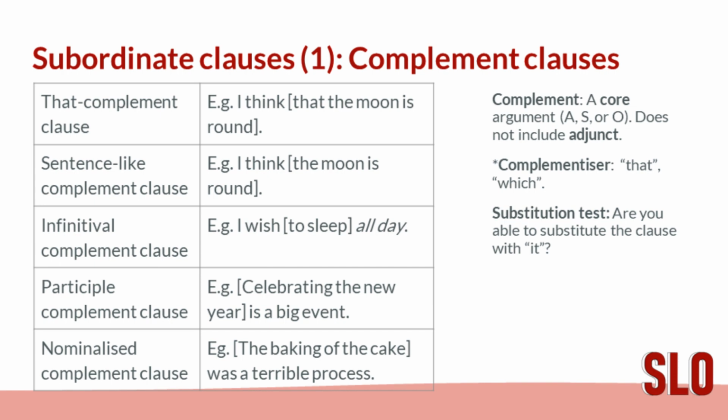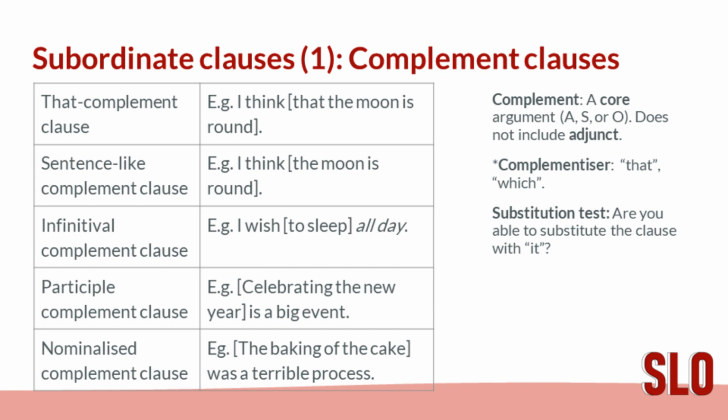Firstly, the complement is usually a core argument, i.e. the S, A, or O of the sentence. In the third sentence, "I wish to sleep all day" is an adverb describing the extent and the duration. It provides extra information that is not obligatory. A complement clause basically provides obligatory information about the participant of the clause.